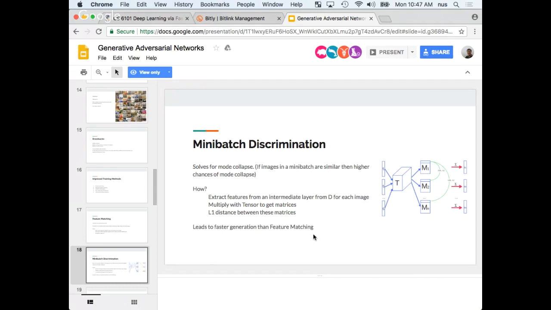They take the features from the generated image, which are extracted from a layer of the discriminator, and multiply them with a tensor to get a bunch of matrices. Once you get these matrices, they calculate the distance between them, specifically the L1 distance, and sum over that to get an idea of how varied the images are. The more varied your images are, the lower the chance of mode collapse.